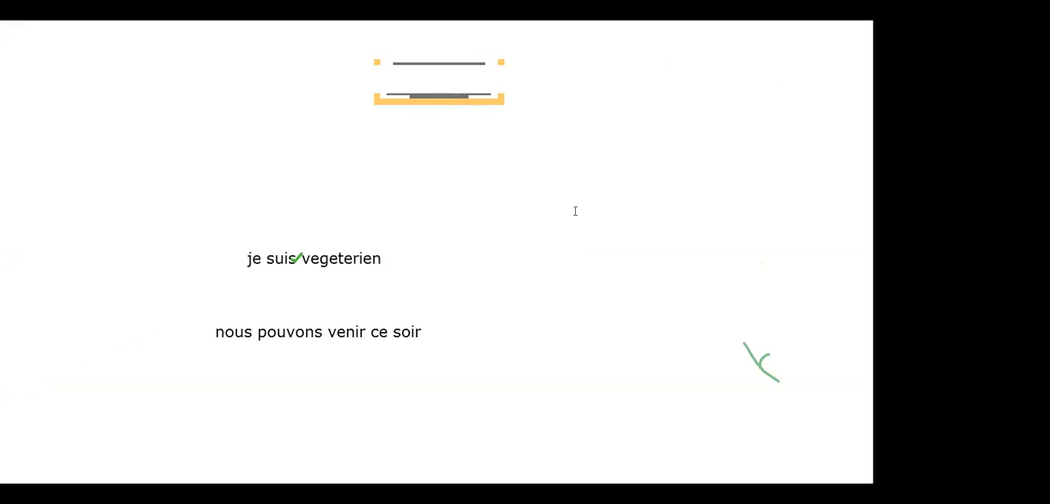Okay, for those who are saying that they can't understand, what we are doing is we are putting ne and pas sandwiching the verb, so to say. You take ne to be in front of the verb and pas after the verb. So in the case of je parle français, it is going to be je ne parle pas français. And that is saying I do not speak French.